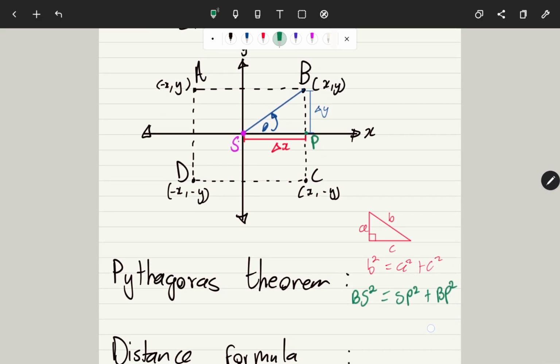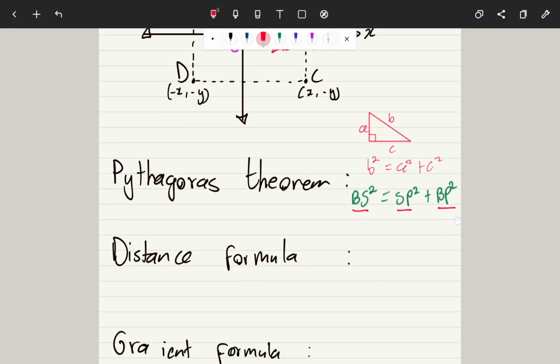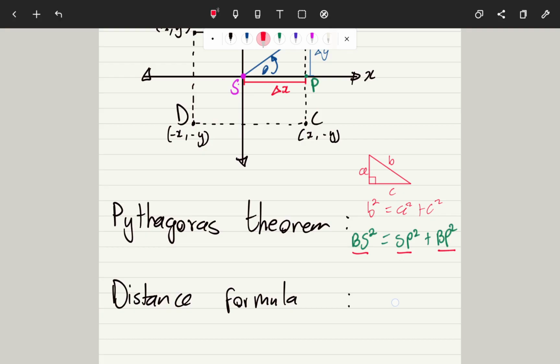But now we know that BS, SP, and BP are all distances. The distance between BS, the distance between SP, the distance between BP, those are distances. So we need a distance formula to get those distances, and then we can just calculate, put in our squared values, and we have it.